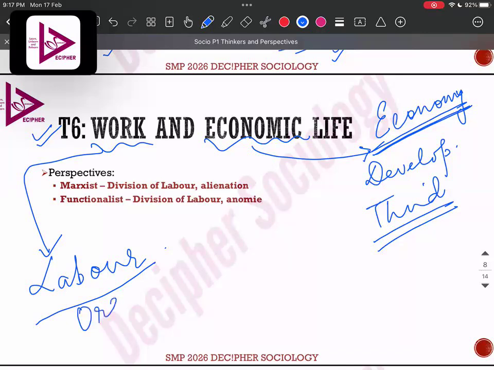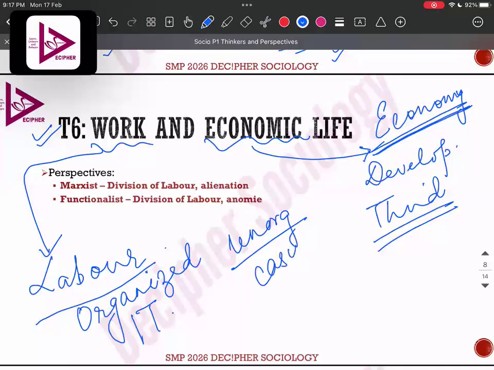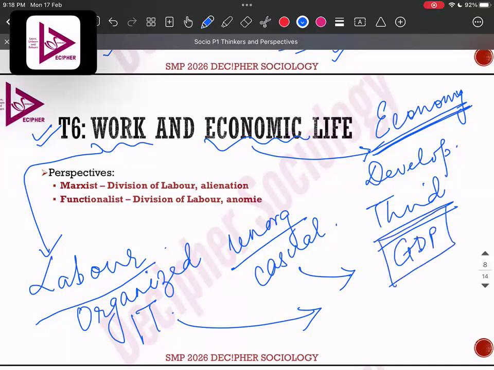Labor does not only mean those contract laborers, but every person who is a part of a workforce. There could be organized workforce, for example, people in the IT sector. There could be unorganized workforce, for example, the casual workers. So every person is directly or indirectly contributing to the economy or GDP of the nation. All these things are related to GS, but we have to study all these things from a sociological point of view.